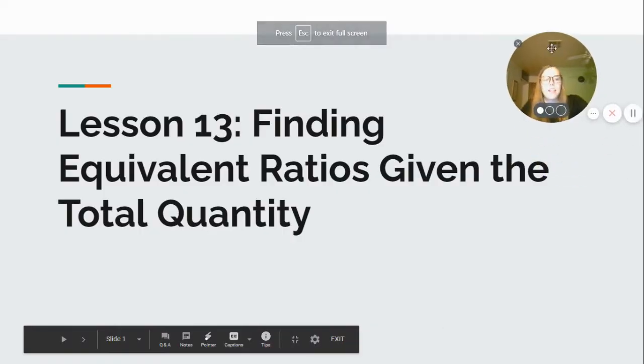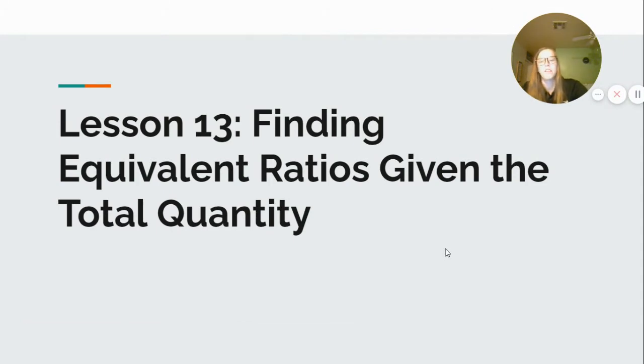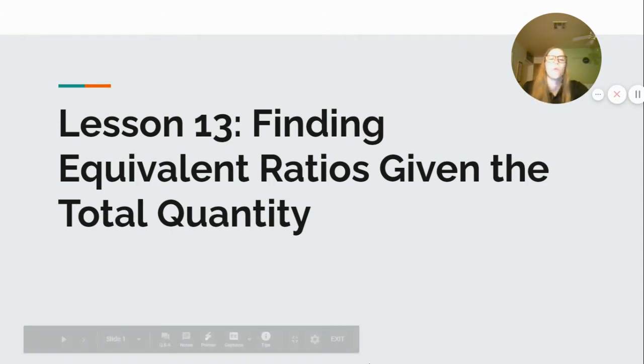Hello, 7th grade. Last lesson for the week. We are looking at finding equivalent ratios given the total quantity.